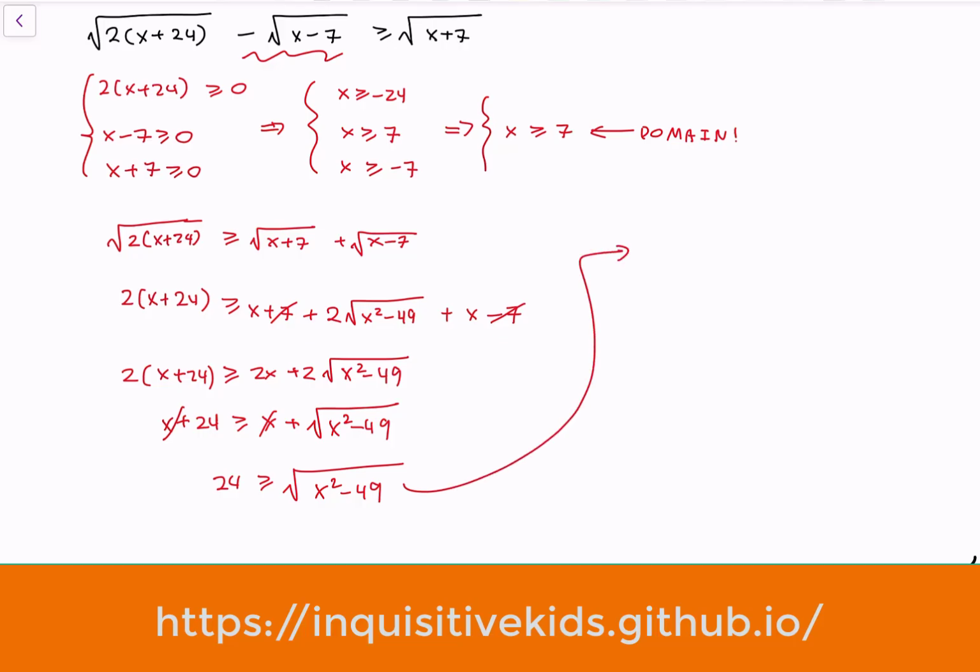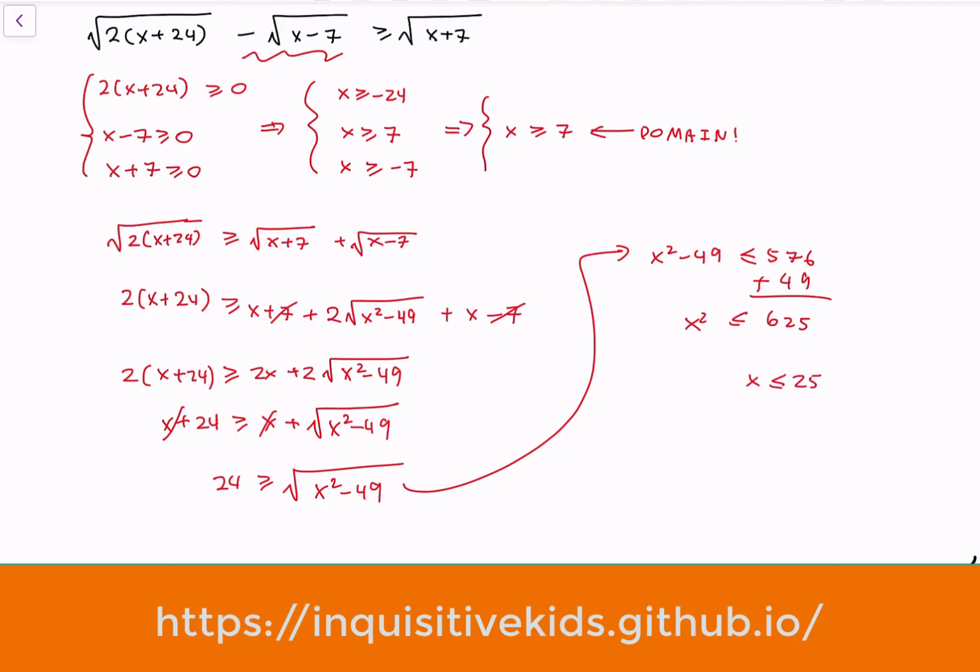Let's move up here. So we have x squared minus 49 is less than or equal to 576. We add 49 to both sides, we would get 625 is greater or equal to x squared. Then we would take the square root to get x must be less than or equal to 25.